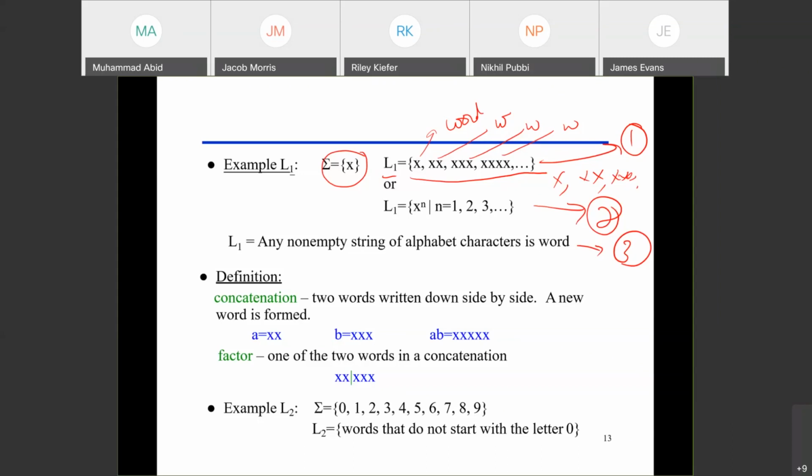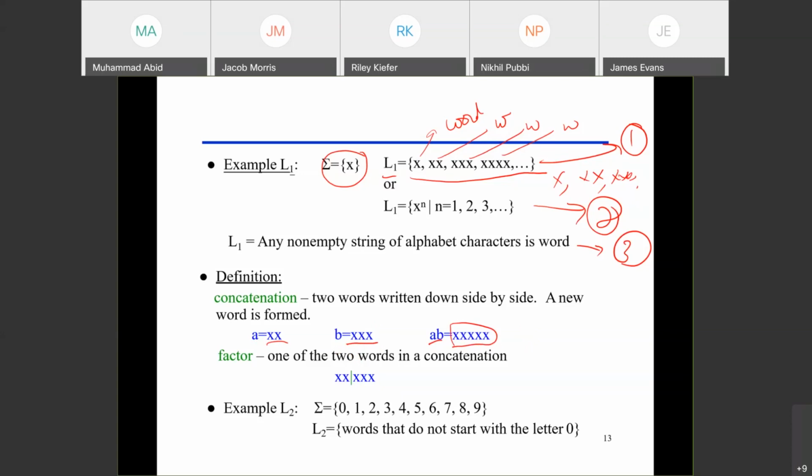You might know all these things. Concatenation: when you combine two things, it's the same concept here. Two words written side by side form a new word. So you have one word, XX, stored in a placeholder A, which you can think of as a variable, and you have another word, XXX, stored in another placeholder. You combine these two placeholders, and this is called concatenation, and you create a new word which is 5 x's.